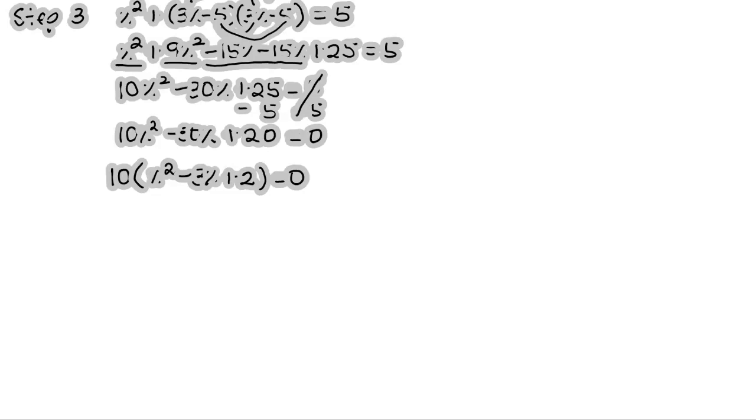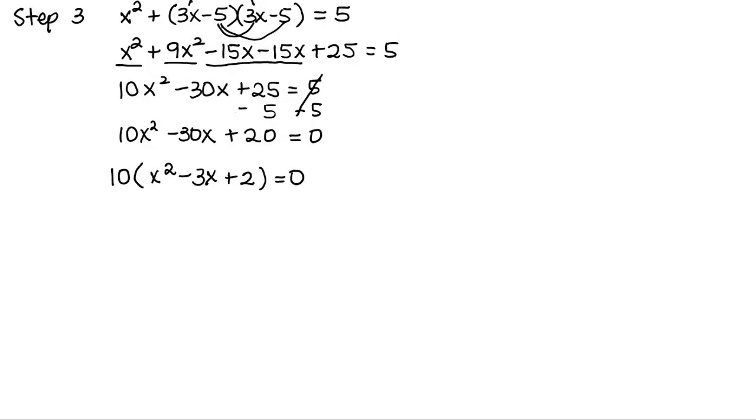If the 10 in the front is throwing you off, do note that we can divide both sides of this equation by 10 to cancel that out. So we're really only concerned with where the quadratic of x squared minus 3x plus 2 is equal to 0.